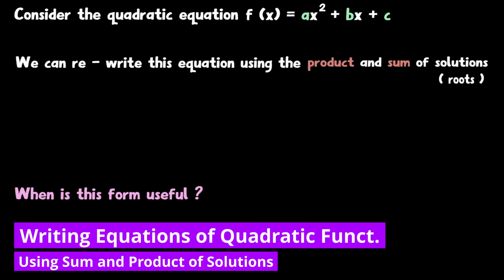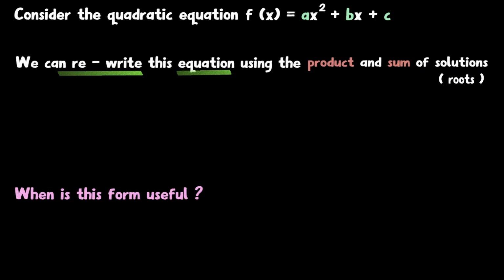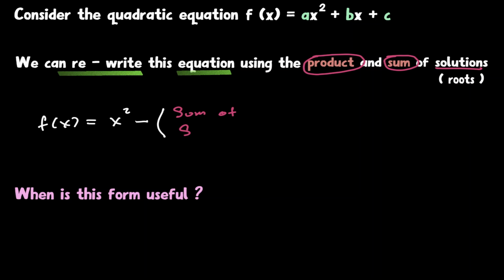Welcome. Let's consider any quadratic equation where the standard form is always ax squared plus bx plus c. And what we would like to discuss today is, would it be possible for us to rewrite that quadratic equation but using the product and the sum of the solutions of that quadratic? Any quadratic equation can be written using the format of x squared minus the sum of the solutions of x plus the product of the solutions.